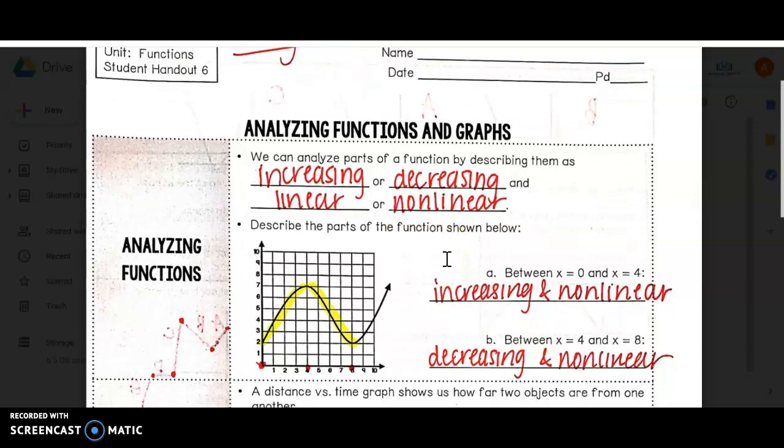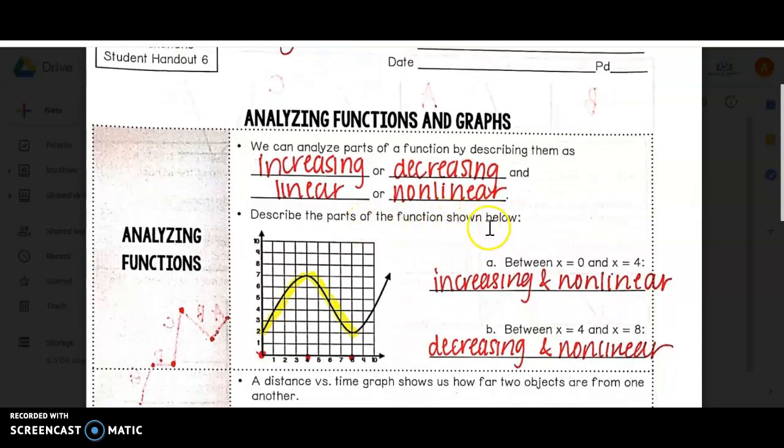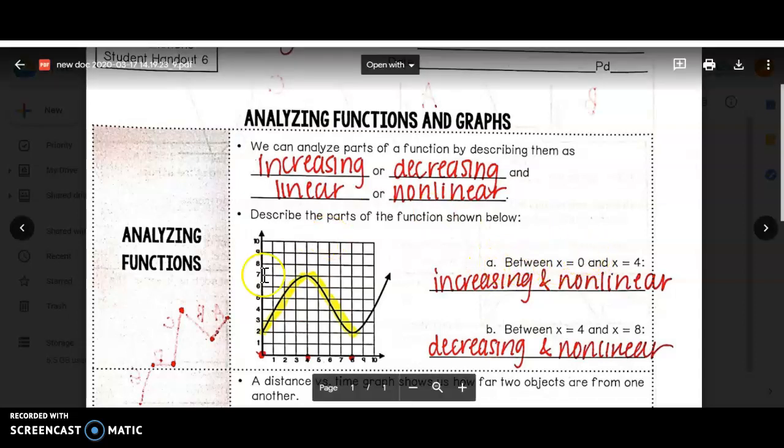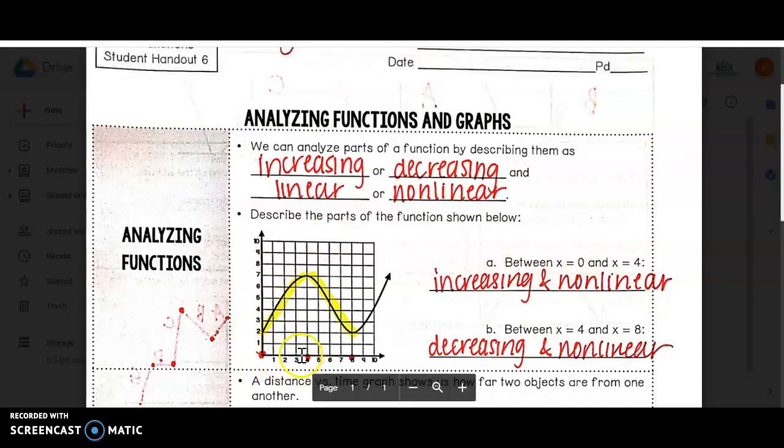Okay, so for this one, we're going to describe the parts of the function shown below. So part A says between x equals 0 and x equals 4. So you need to go to the x-axis where these red dots are. So between x equals 0, where my cursor is right now, to x equals 4, that's from here to here. So if I go to the line from here to here, this is increasing, and it's actually non-linear. I know it looks like it could be a little bit linear, but it's actually pretty curved right here. So this is increasing because it's going up, and it's not linear because it's not a straight line.